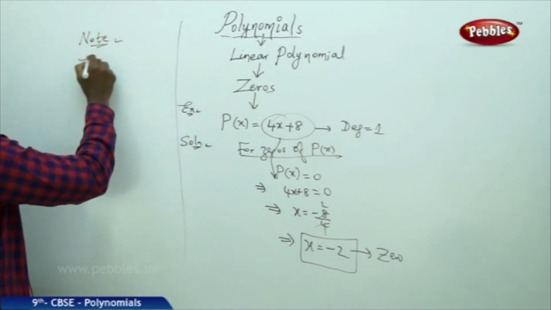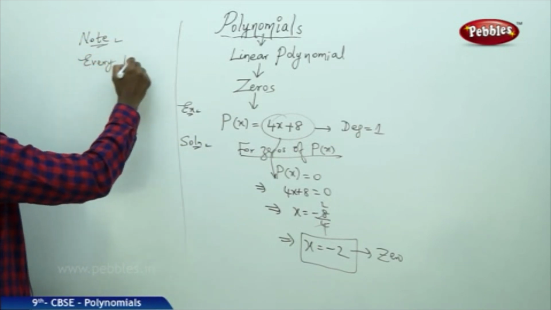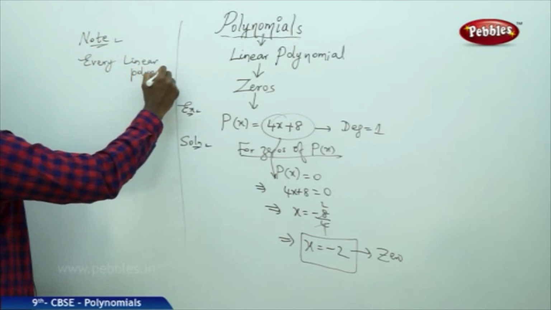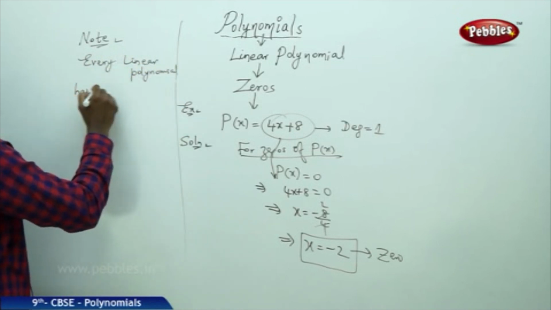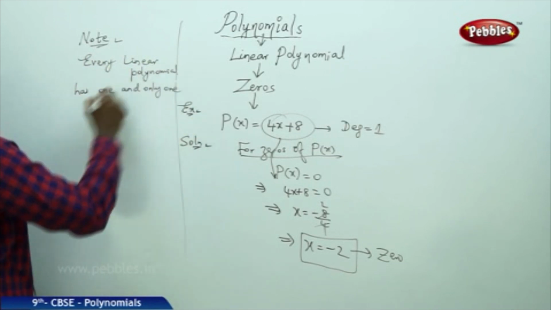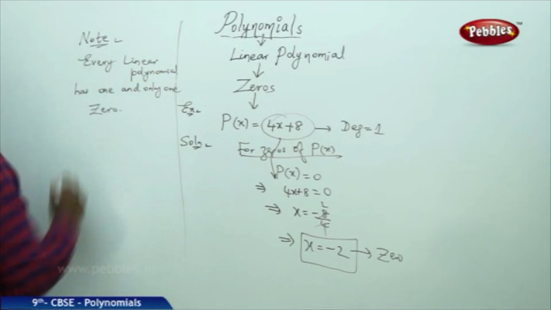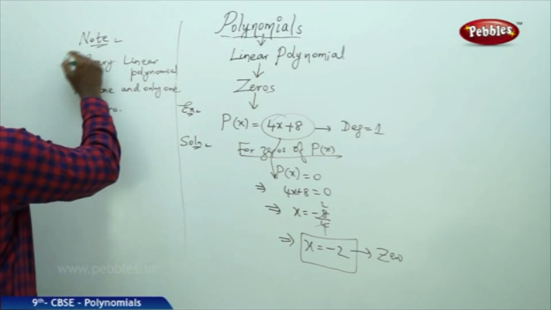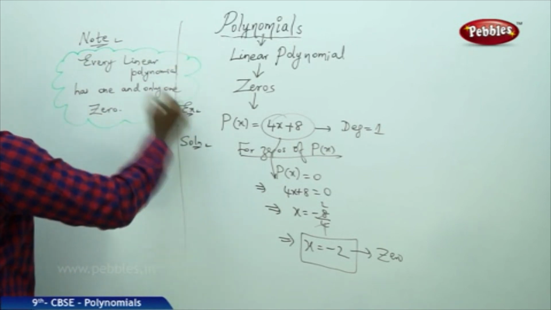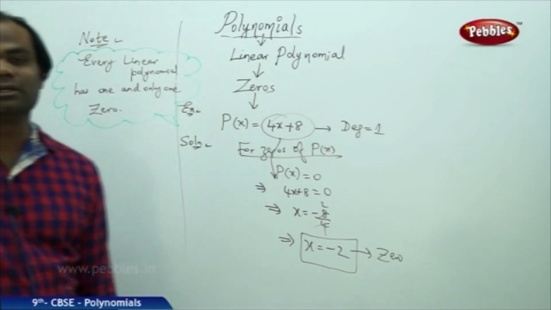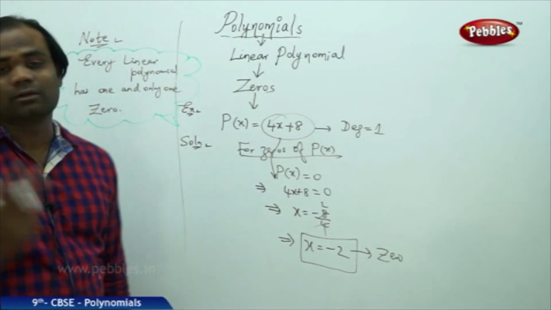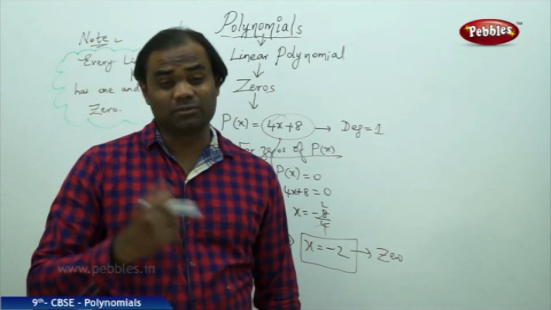every linear polynomial has one and only one zero. This is how we come through the learning outcome, which says every linear polynomial has one and only one zero. It cannot have two zeros.